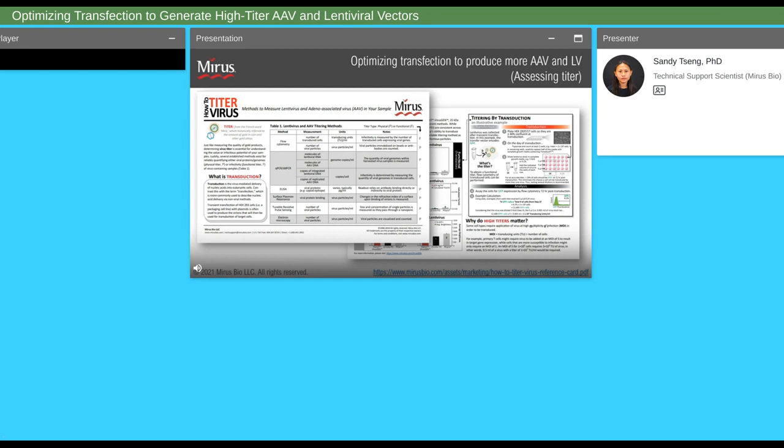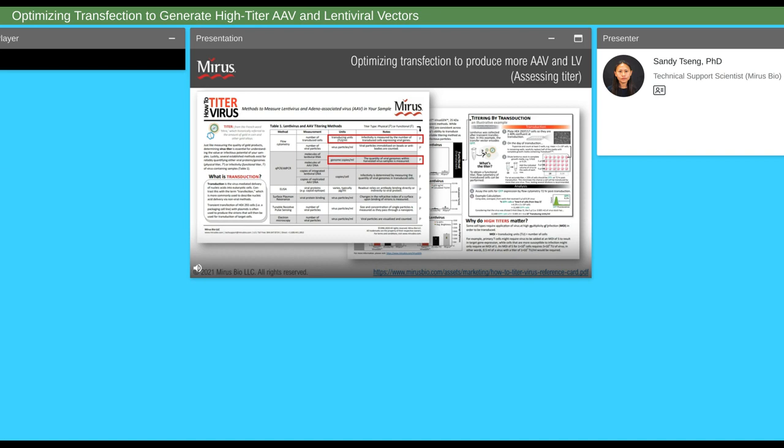So what methods are there to properly titer or quantify how much virus is in a sample? And there are many methods, each with their pros and cons. You can check out this reference card from the Mirus website, and today I'm going to focus on these two in an example. We talked about functional titering being a measure of how infectious or capable the collected virus is at transducing a target cell. In the context of therapies, that would be how therapeutic is that virus sample.